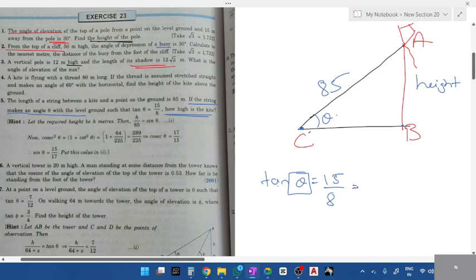What is the tan formula? Perpendicular by base. From vertex C, tell me which is perpendicular. Opposite. So what is the opposite value given? 15. Then what is the other one? Tell me the other one. BC is what? 8 given. So tan theta is given. What do we have to find here? Degree is given, so we have to mention it, students. Tan theta is 15 by 8.